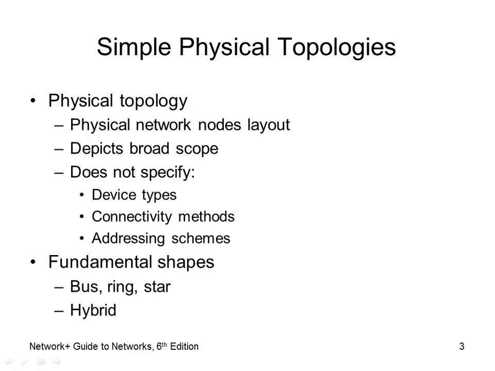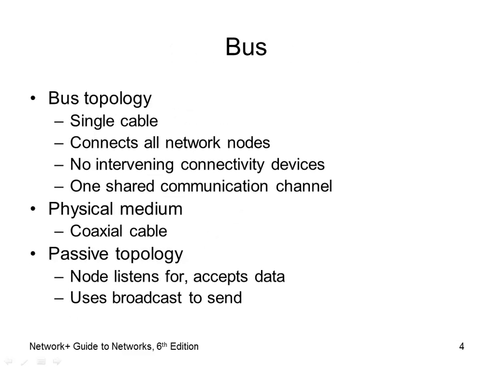All right, so physical topology refers to how a network is physically laid out. It describes a broad scope, but it doesn't specify connectivity methods or addressing. The fundamental shapes in a physical topology are a bus, a ring, a star, or then a hybrid, which is a combination. Bus is a single cable. All of the computers are connected to that single cable. It uses no connectivity device and one shared communication channel.